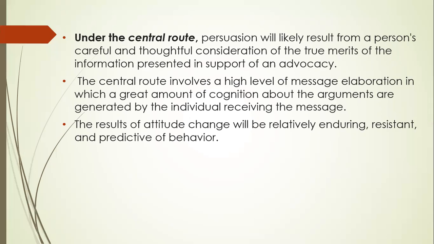The central route involves a high level of message elaboration in which a great amount of cognition about the arguments is generated by the individual receiving the message. Choosing between two cars, two laptops or two mobile phones, you evaluate the actual parts. For example, for a mobile phone, what type of processor is there, and what is the display? Is it AMOLED, LCD or LED? The type of display matters. You're looking into such things. The results of attitude change will be relatively enduring, resistant, and predictive of behavior.